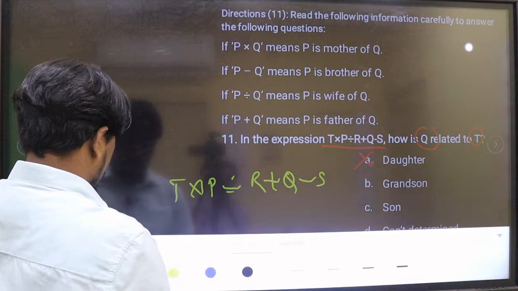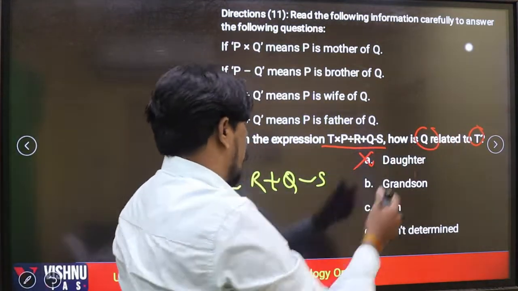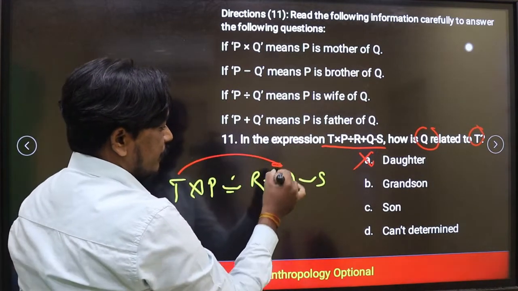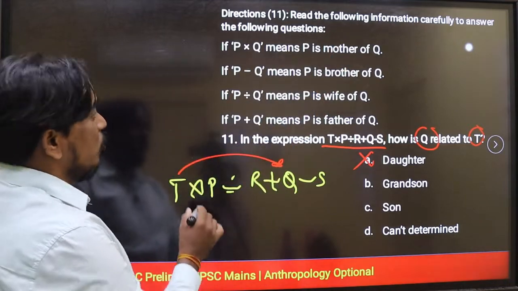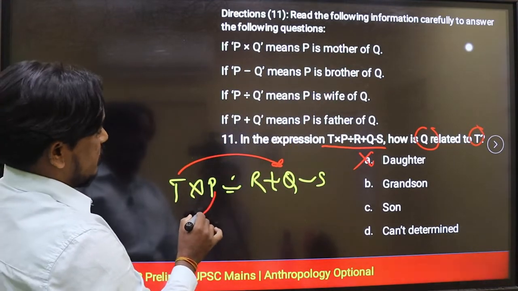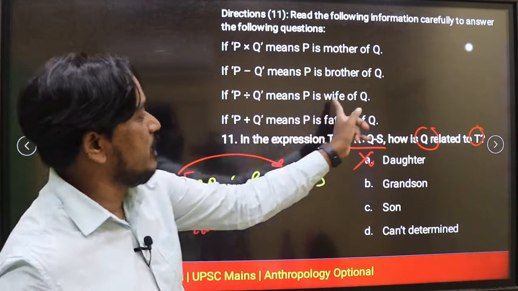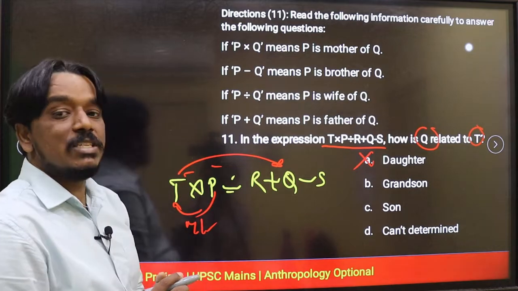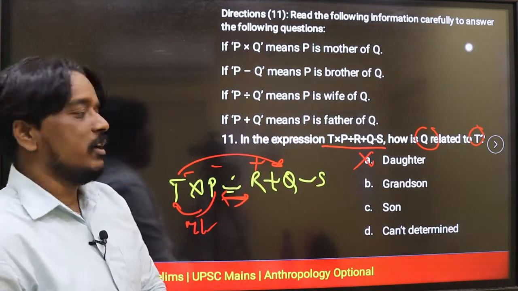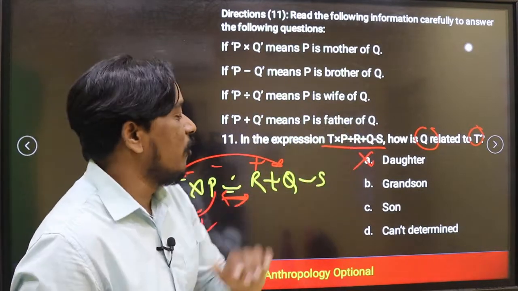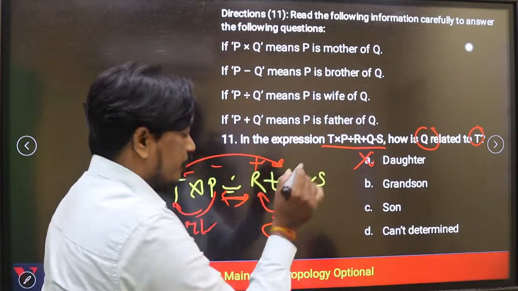Now try to draw the diagram. What is the relation here? We required Q to T, from here to here. Observe one by one, point to point. First, into is there, which is a mother. Who is the mother here? This person is a mother. And next, divided by means wife. Who is wife? P is wife. If P is wife, R should be husband. P is wife of R, they are telling. Clear? Next, plus means father. R is the father of Q.